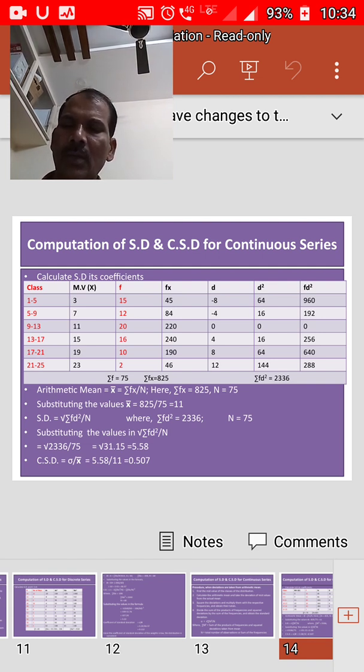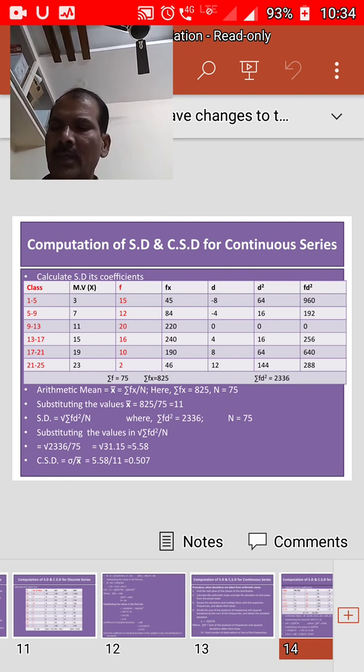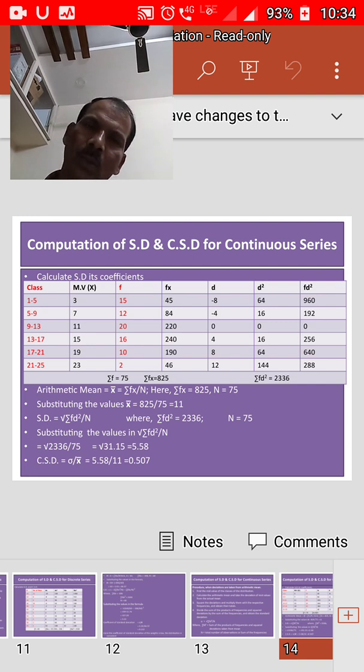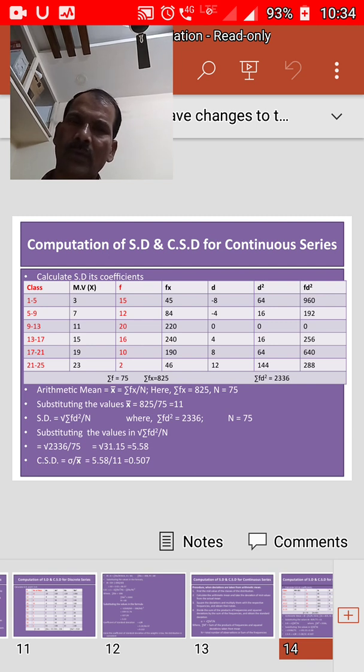And now we need to calculate fx. x is nothing but the mid value. f into x, the product of mid value and f, you need to find out, that is sigma fx, the sum of those. 3 into 15 is equal to 45, 7 into 12 is 84, 11 into 20 is 220, 15 into 16 is 240, 19 into 10 is 190, 23 into 2 is 46. If you add all these, you will get sigma fx. Sigma fx is equal to 825.